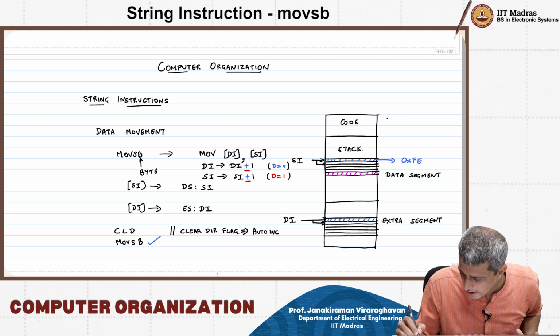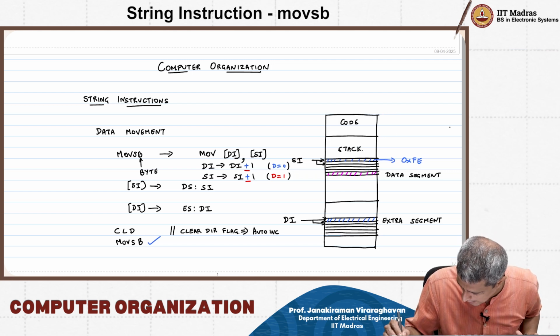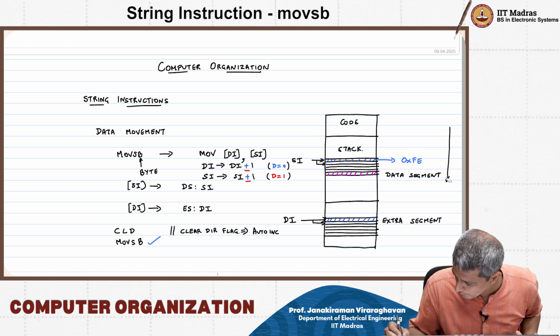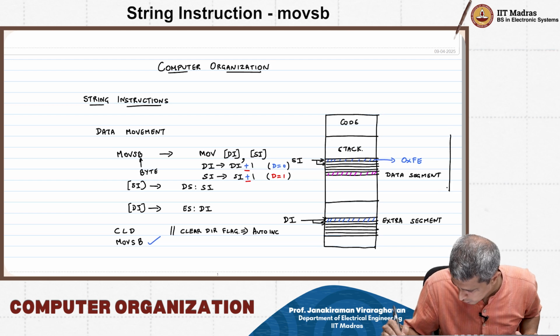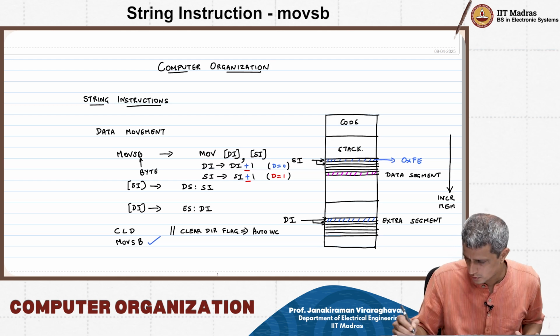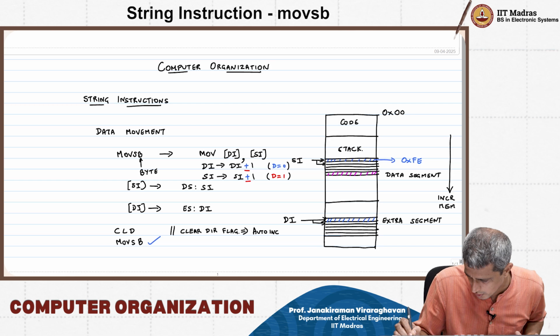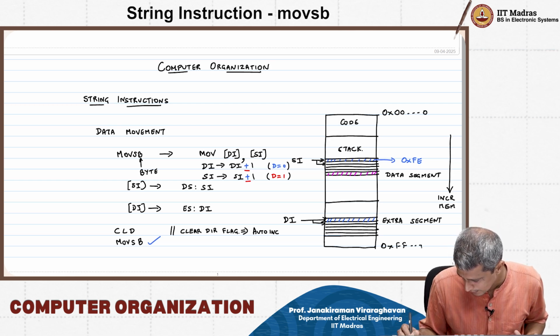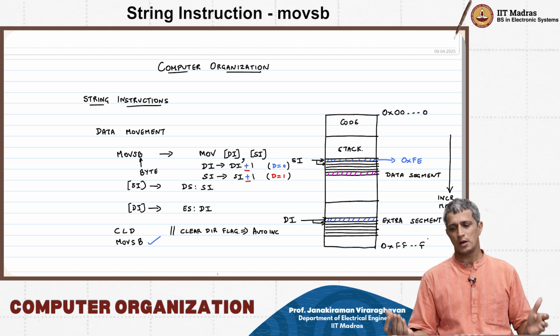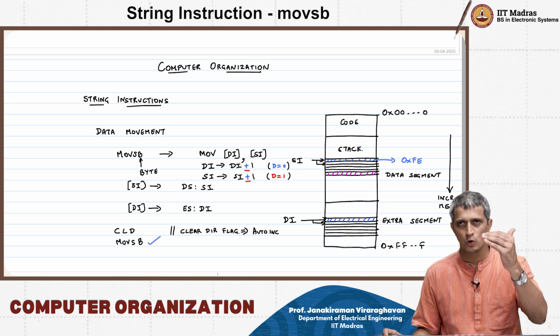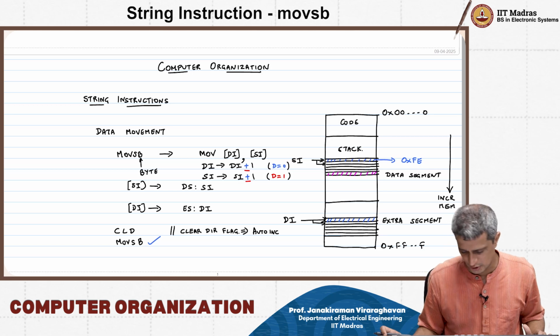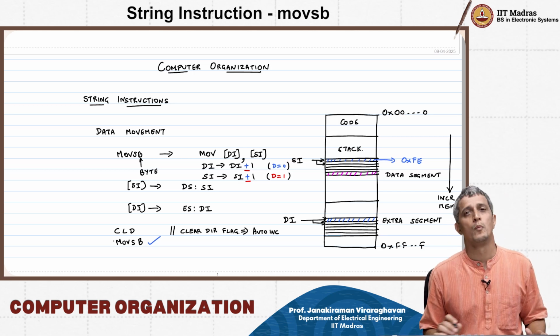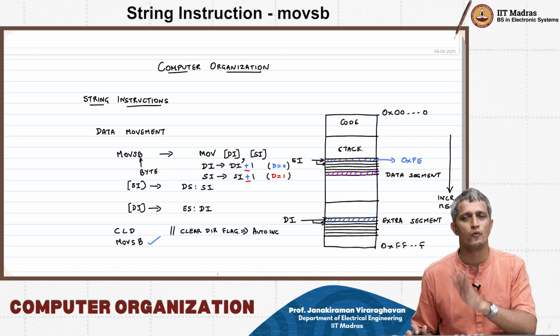Remember, the memory itself, this arrow here, is increasing memory. So you start with 0x0000 whatever, all the way to 0xFFFF. That's how the logical memory is assigned, and you are going to go in that particular direction. So now you do moves byte, and data has moved like this.